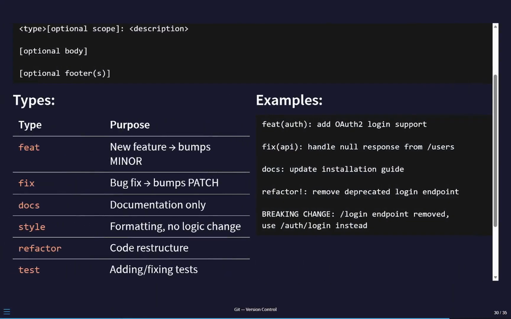Look at the examples on the right. Each one is immediately informative without reading the diff. feat(auth): add OAuth 2 login support, self-explanatory. refactor!: remove deprecated login endpoint. The exclamation mark after the type is shorthand for a breaking change. fix(api): handle null response from users. You know exactly where to look and what was fixed. When every commit message follows this format, you can auto-generate changelogs with tools like conventional-changelog, auto-bump versions, and filter by type in git log. It turns your commit history into a first-class project artifact.